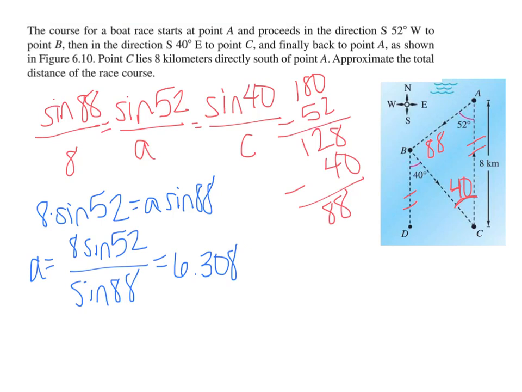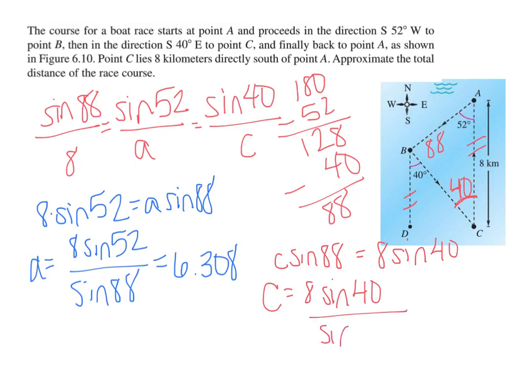So now I have C sine 88 equals 8 sine 40. So C equals 8 sine 40 over sine 88. That comes out to be 5.145. And make sure this seems reasonable. This is my largest angle across from my largest side, yes. And my smallest angle across from my smallest side, yes.